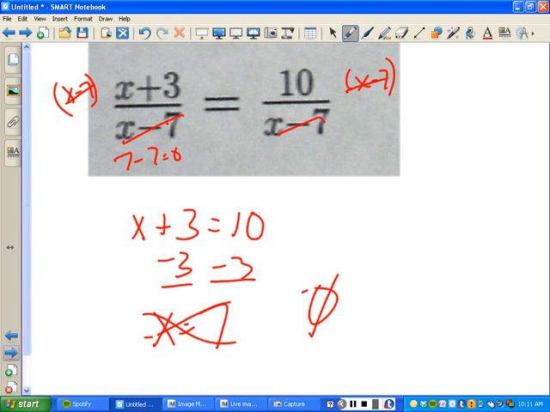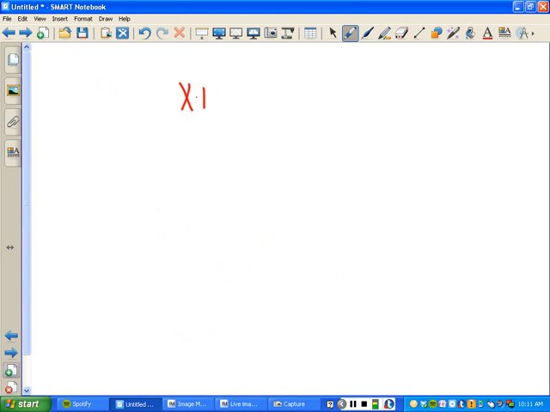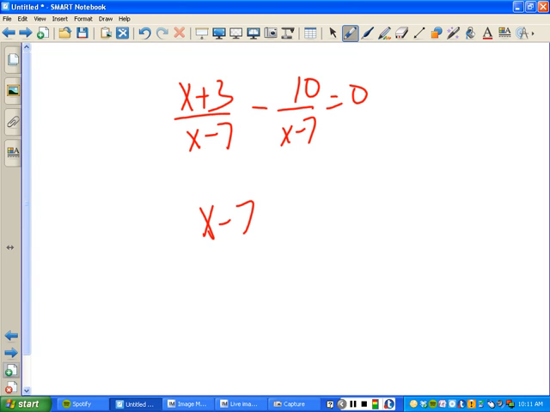Then you subtract x plus 3. At some point, you get rid of the x minus 7. It's just how you go about doing it. Because see, if you do what you said, and what he said was, can we bring the 10 over? Can we have x plus 3 over x minus 7 minus 10 over x minus 7 equals 0? If you do this and you get down to this, x minus 7 over x minus 7 equals 0.